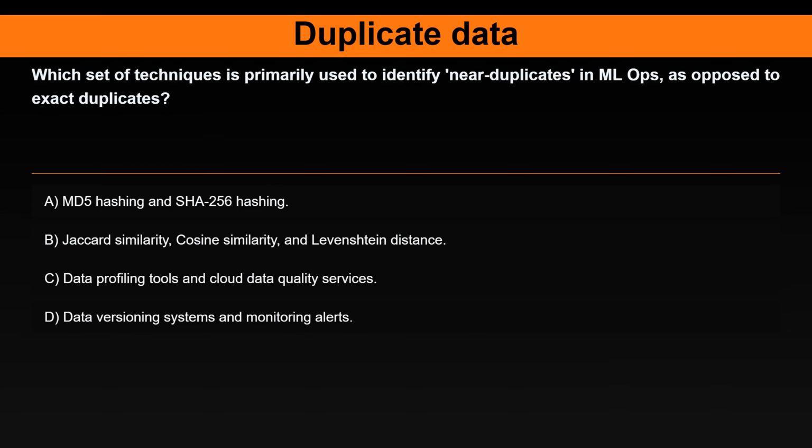Question 14. Which set of techniques is primarily used to identify near duplicates in MLOps as opposed to exact duplicates? Option A. MD5 hashing and SHA-256 hashing. Option B. Jaccard similarity, cosine similarity, and Levenshtein distance. Option C. Data profiling tools and cloud data quality services. Option D. Data versioning systems and monitoring alerts.